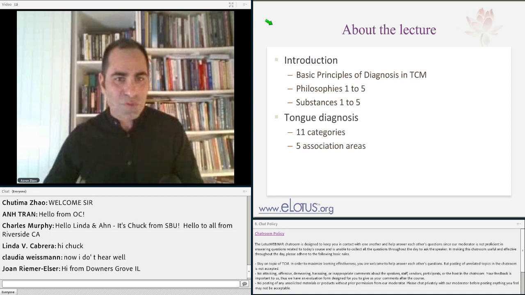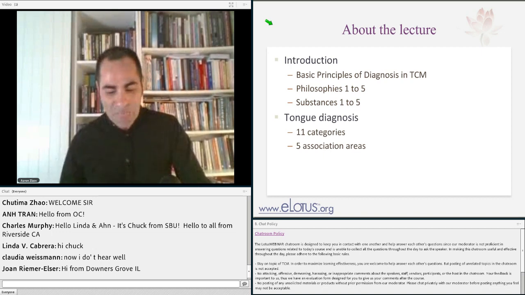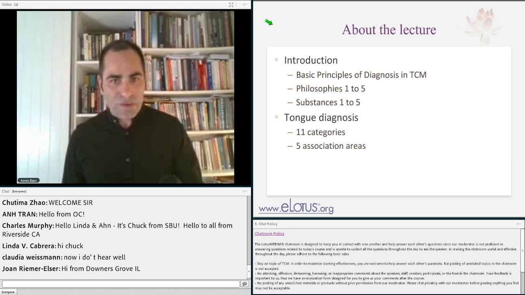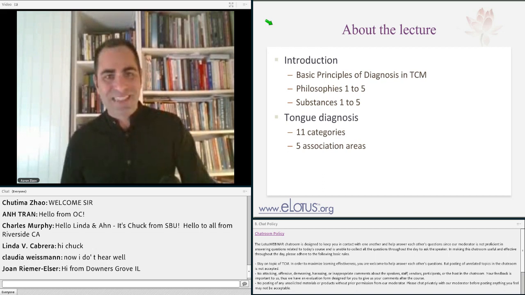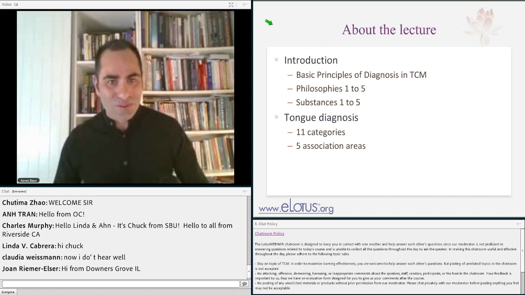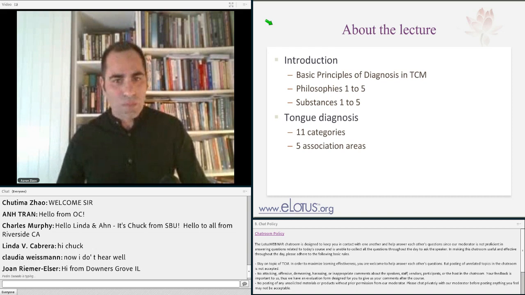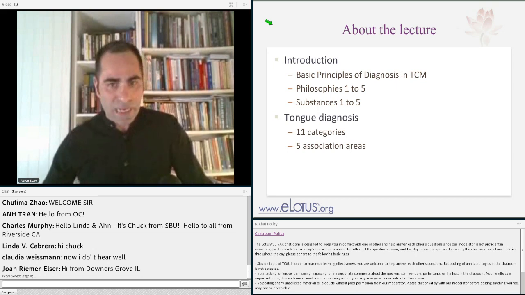With some different focuses, not so different, but a more detailed, interesting way of looking at the tongue, on 11 categories and 5 association areas, which I will give more details on in one of the categories and one of the association areas, because unfortunately time is limited and I can't get it all into 1 hour. And at the end, I will give some examples of cases of how I actually do that as a step-by-step diagnosis.